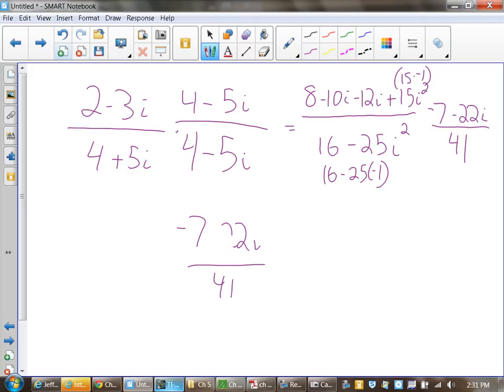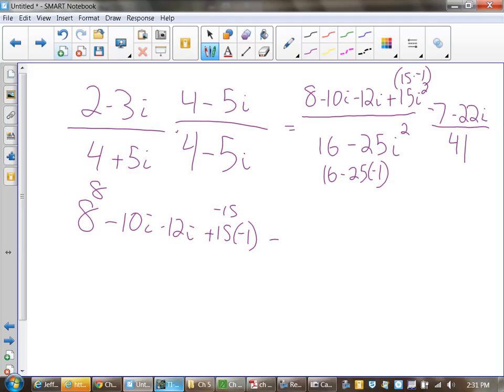Once again, in that numerator up there, I have 8 minus 10i minus 12i, and then I have 15i squared, so it's plus 15 times negative 1. So here I have 8 minus 15, that gave me the negative 7. Negative 10 and negative 12 is the negative 22. And then the 41 just comes along. That's all. I just rewrite it above it sometimes because it takes up so much space. And that's where that came from.